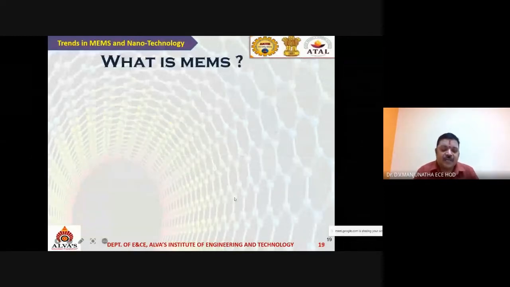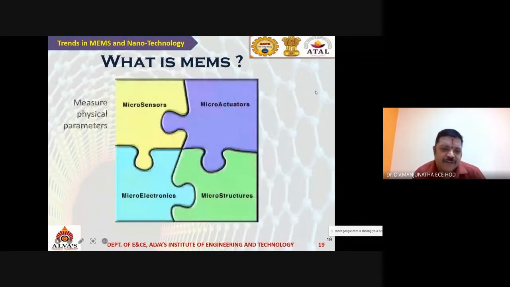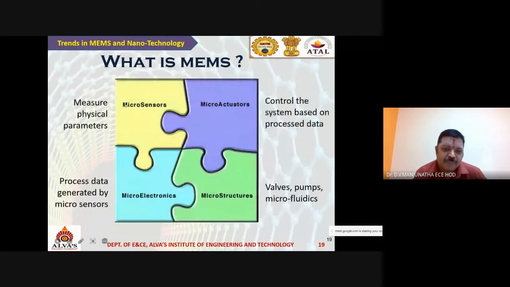I think all of you are very curious to know what MEMS is. I will define MEMS in 4 blocks. MEMS is a combination of microsensors, microactuators, microstructures, and microelectronics. Microsensors measure the physical parameters, and microactuators control the system based on processed data. The processing is done by microelectronics. Your electronics lies here, processing the data generated by the microsensors.